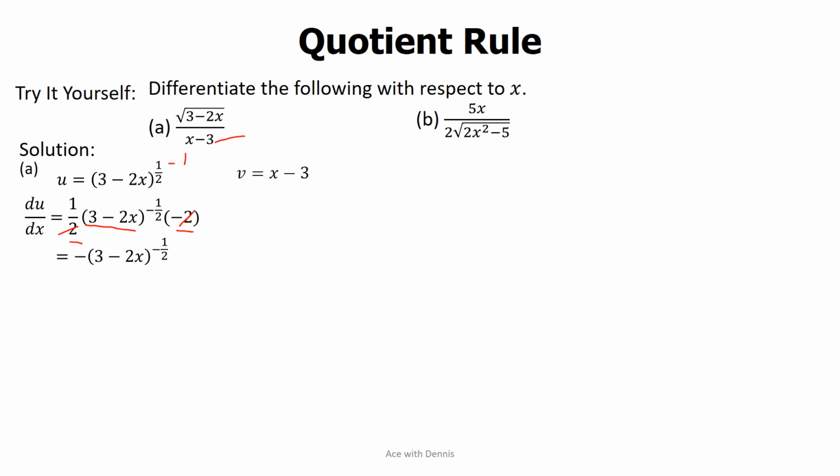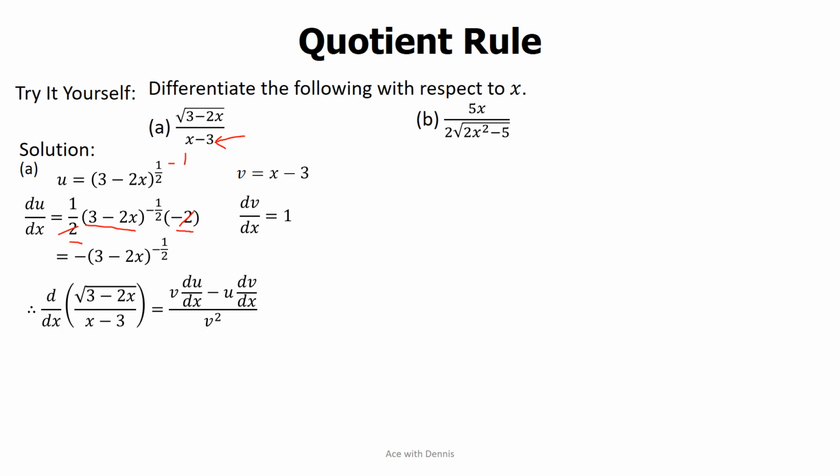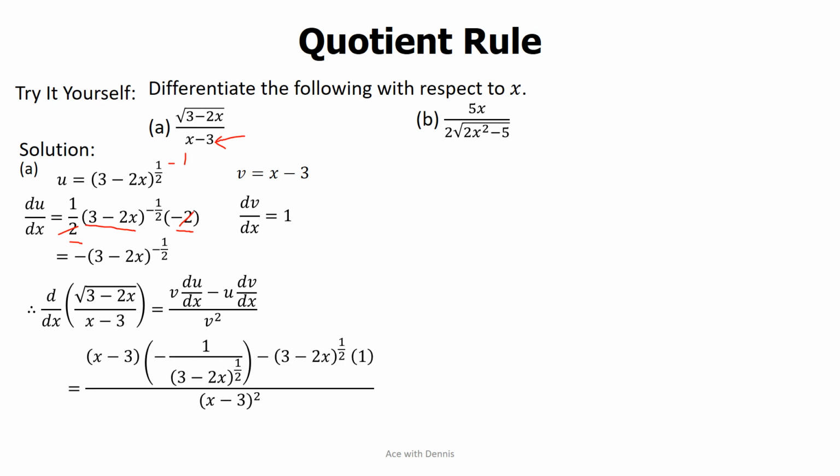Next, the v is x minus 3. Hence, differentiate v in terms of x, we get 1. So now we can start to differentiate this expression in terms of x, which is the square root of 3 minus 2x over x minus 3, hence equals (v du over dx minus u dv over dx) per v squared. So the v is x minus 3, du over dx is negative 1 over (3 minus 2x) to the power of half, minus u is (3 minus 2x) to the power of half, then dv over dx is 1. So v squared is (x minus 3) squared.